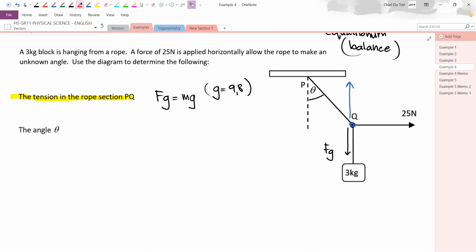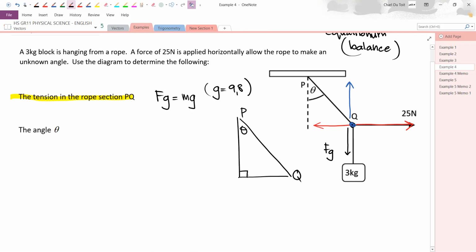Also, there's a red force of 25 newtons pulling towards the east, but the rope is countering that. So there's a back pull that the rope is doing. So I can make a triangle out of that. This is the triangle that comes out of that drawing. Q is here, P is there, and there's the angle theta.